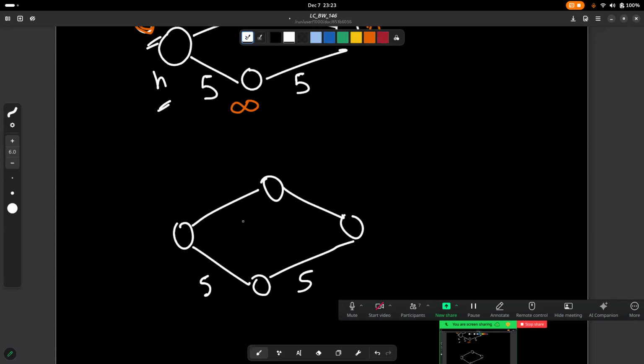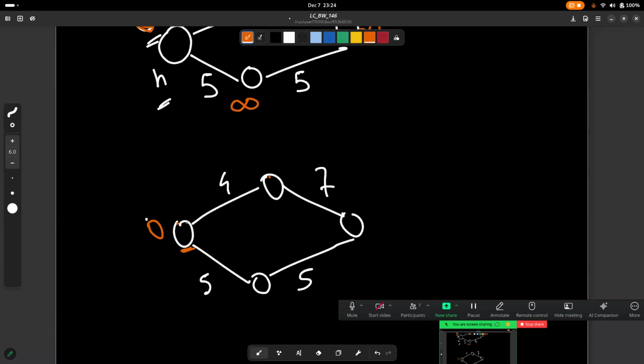I have 5, 5, I have 4, 7. Now this is my node with a distance of 0 from itself. I take this node and update the distances of all the nodes that are adjacent to it. So this is a distance of 0. This was previously at a distance of infinity, and now it can be 0.